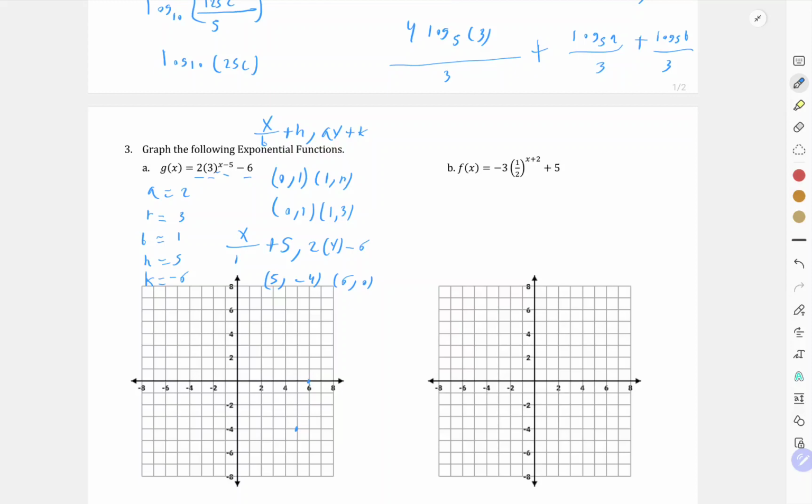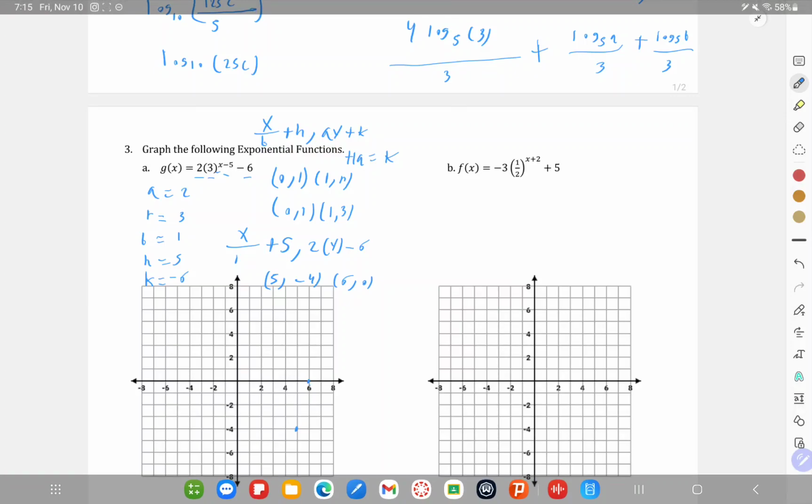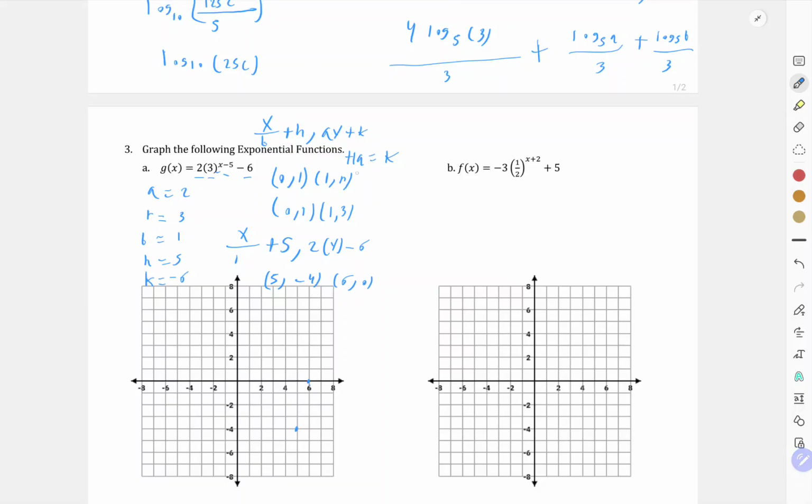There we go. So now we have to find the asymptote. And this is what asymptote is. Okay, so for exponential function, the asymptote is HA, and it is equal to the k value. So here we have -6, and -6 is down here.